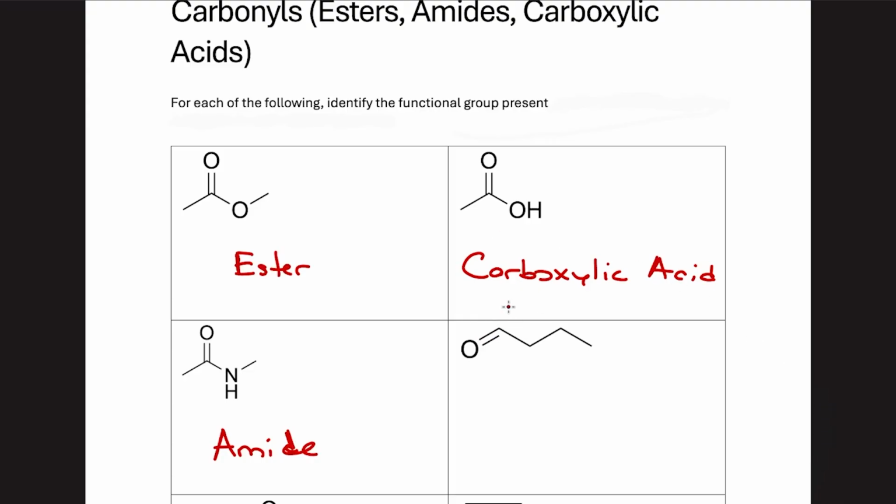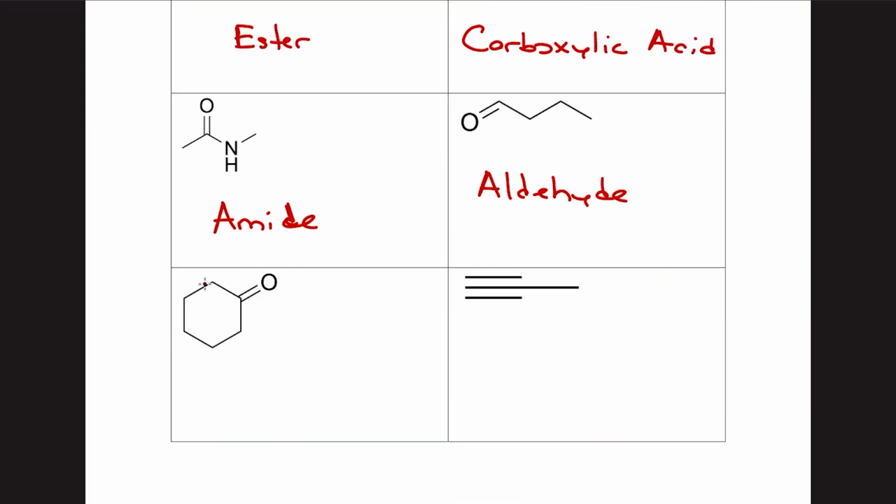In the next structure, I see this carbonyl with nothing else going around. So I know that it's either an aldehyde or a ketone. Now, also, I see that it's at the end of a carbon chain. And so I know that it has to be an aldehyde. In the next problem, I again see a carbonyl with nothing else going around it. And so again, I know that it's either an aldehyde or a ketone. The thing that's telling me, though, is that it's surrounded by carbons from both sides. It's in the middle of the carbon chain.